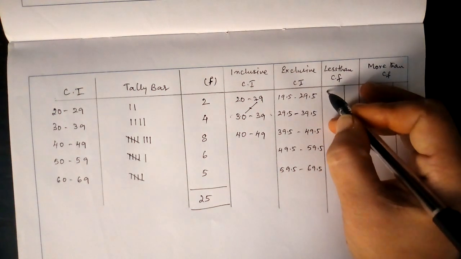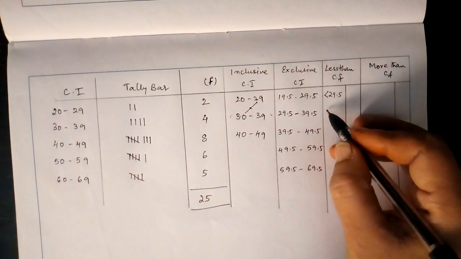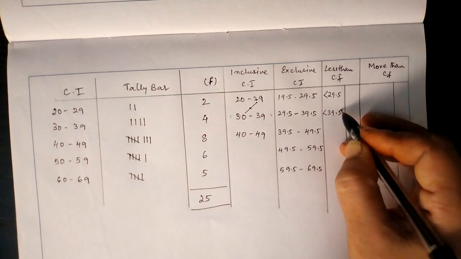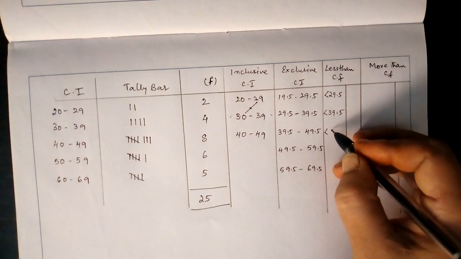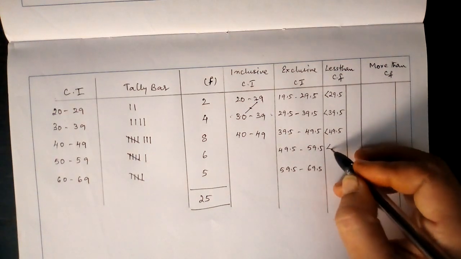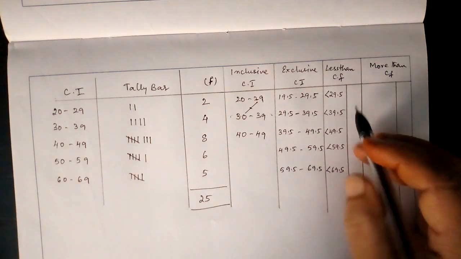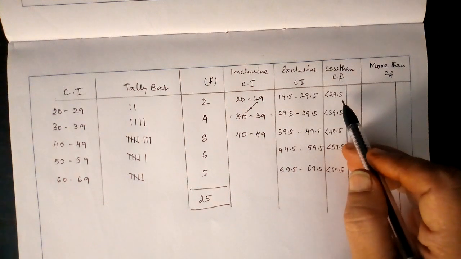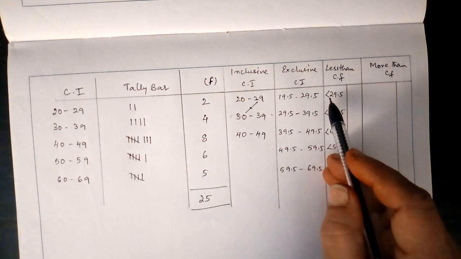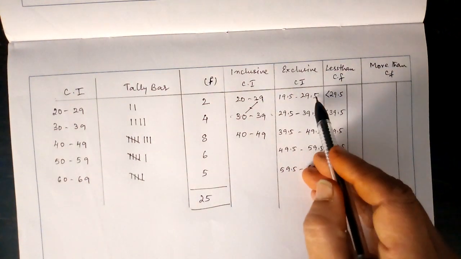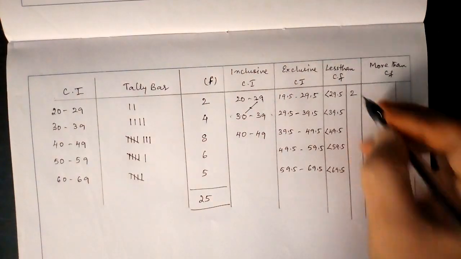29.5. So all values less than 29.5. All values less than 39.5. Since we have to consider the upper class limit. Less than 49.5, less than 59.5, less than 69.5. Now what is the frequency that is less than 29.5? All values that are within this class interval. That means 2. So we write over here 2.